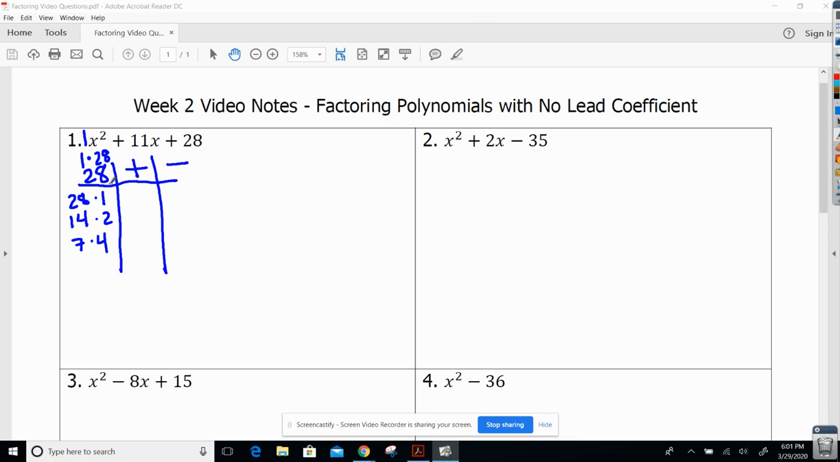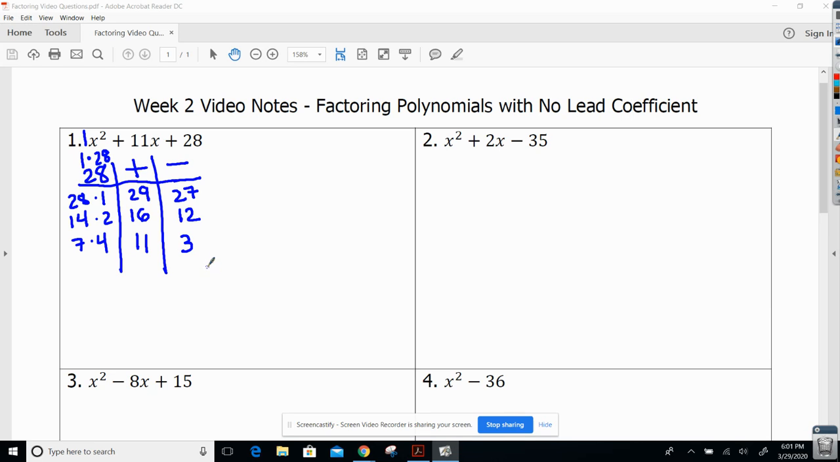In our middle column, we're going to add those factors. 28 plus 1 is 29. 14 plus 2 is 16. 7 plus 4 is 11. And then in our minus column, we're going to subtract. So 28 minus 1 is 27. 14 minus 2 is 12. 7 minus 4 is 3.